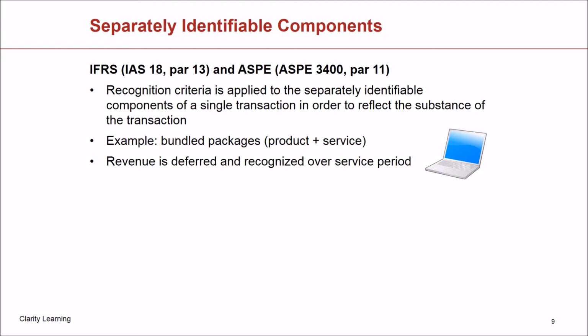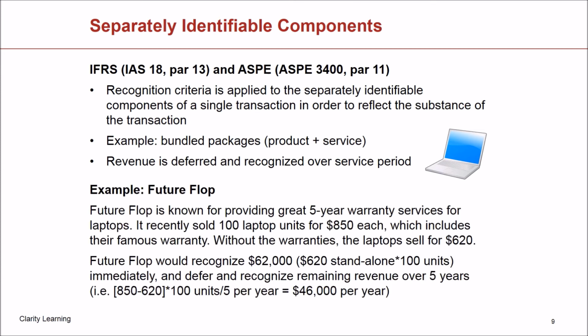And in this case, the revenue associated with the service is deferred and recognized over the service period. So for example, FutureFlop is known for providing great 5-year warranty services for laptops. It recently sold 100 laptop units for $850 each, which includes their famous warranty. Without the warranties, the laptops sell for only $620.